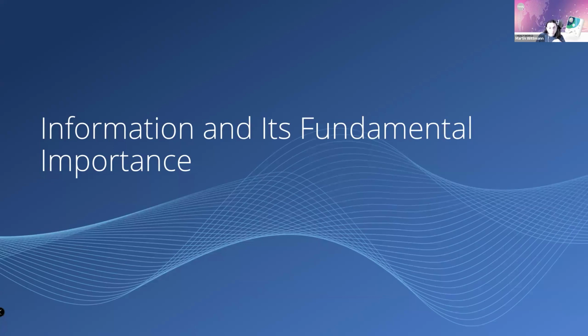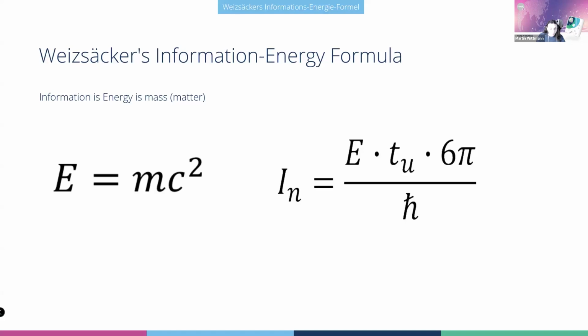So as we all know, information is key. If you have more information than your competitor, you usually win. And also in information field analysis, information is fundamental. So what does that actually mean? It actually means that you can put it also in a formula, and on the left side you see the famous formula from Einstein, E equals mc squared. So the energy equals the mass times the square of the speed of light.